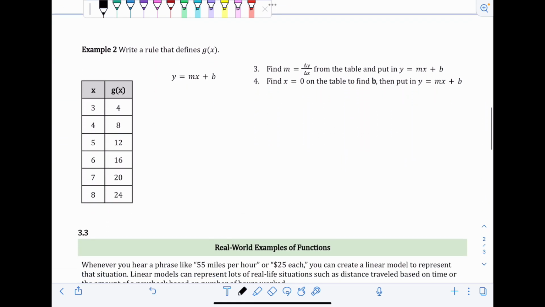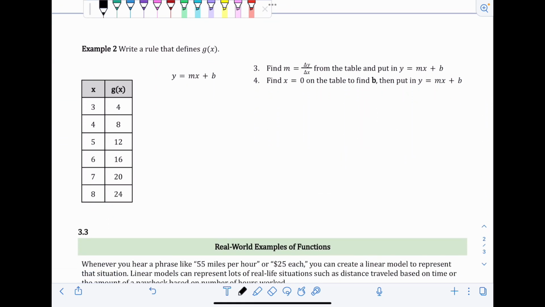Okay, so example 2, write a rule that finds g of x. Same set of steps: we're going to find m equals the change in y over the change in x, and we're going to put that into y equals mx plus b. So we'll find the change on just a few values this time.